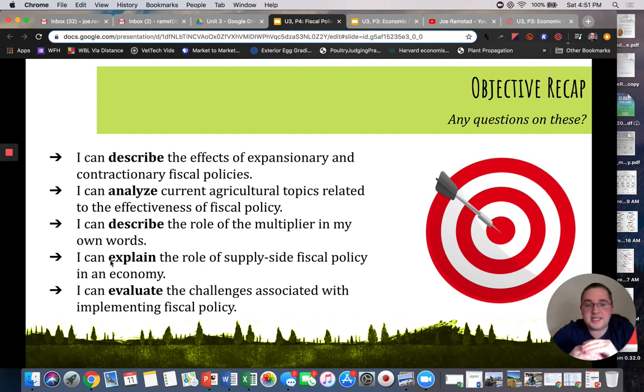It helps us kind of meet in the middle at that equilibrium point, as we have discussed in the previous presentation. So after this presentation, hopefully you're able to describe the effects of expansionary and contractionary policies, analyze current agricultural topics like the Farm Bill related to the effectiveness of fiscal policy. Hopefully you also know the role that the multiplier plays in that agricultural issue with the Farm Bill. Fourth, hopefully you're able to explain the role of supply-side fiscal policy in an economy. And lastly, hopefully you're able to evaluate the challenges associated with implementing fiscal policy.